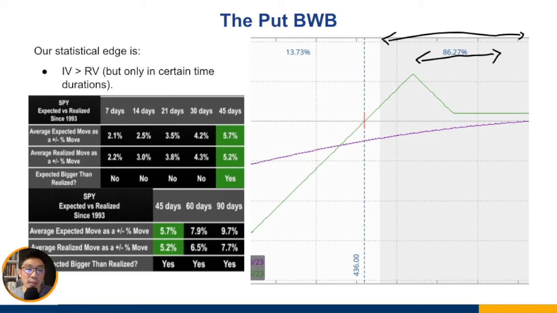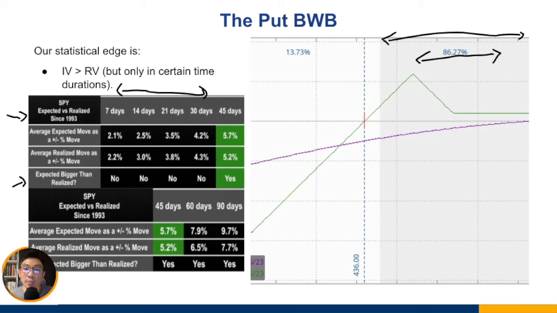Now, if you take a look at this table down here, this is a very significant data set, done since 1993. It compares the expected range, depicted by the IV, versus the realized move, depicted by the RV. As you can see, for anything below 45 days, from 7 days all the way to 30 days, the expected move is not bigger than the realized move. Expected bigger than realized, no. Only at 45 days is the expected move bigger than the realized move.